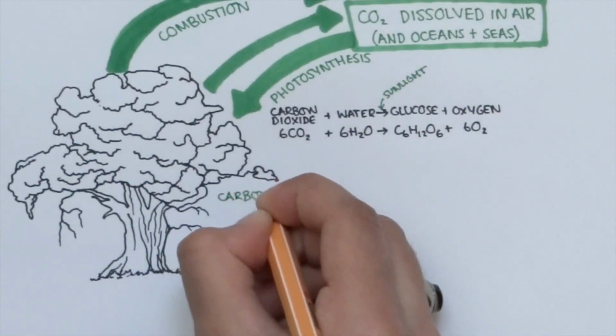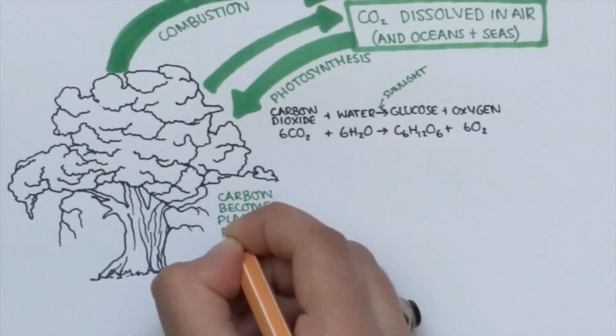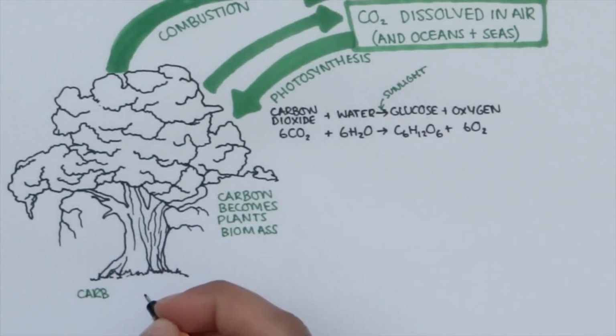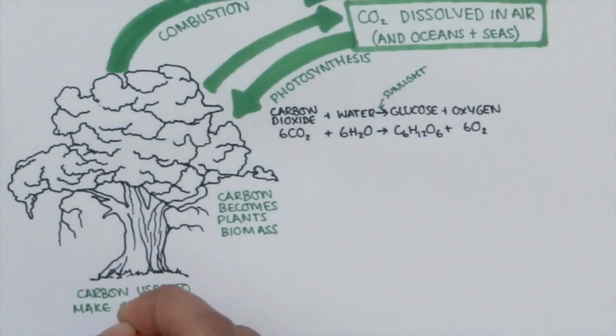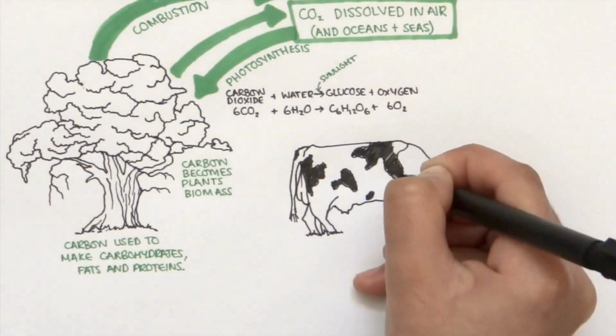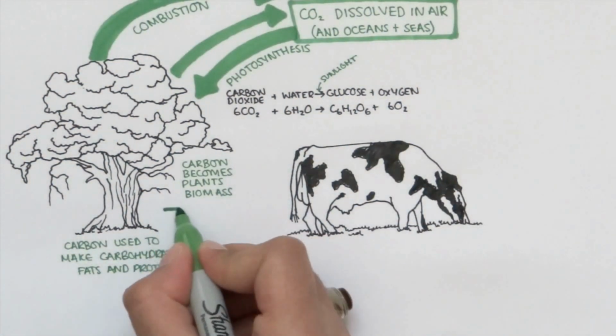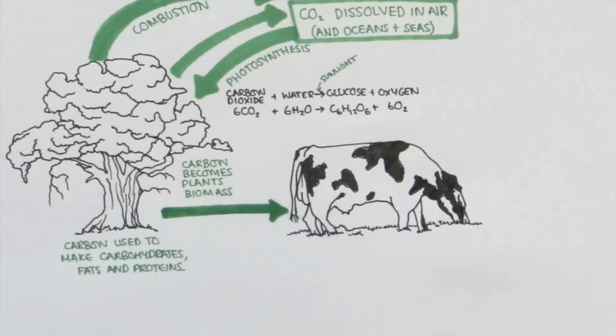The carbon from the carbon dioxide taken in by plants becomes the plant's biomass. In other words, it is used to make the carbohydrates, fats, and proteins which make up the body of the plants and algae. When these green plants are eaten by animals, the carbon becomes part of the fats and proteins that make up their bodies, their biomass.